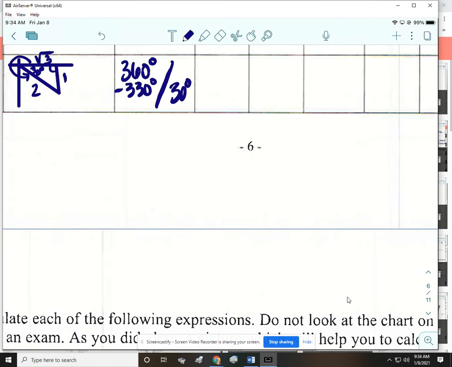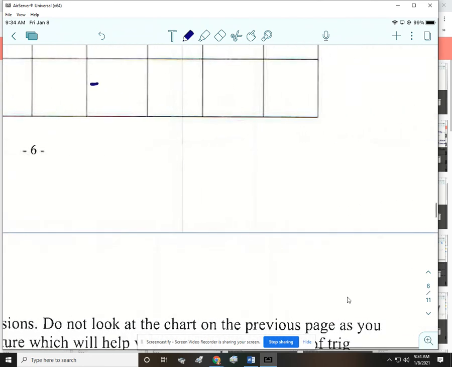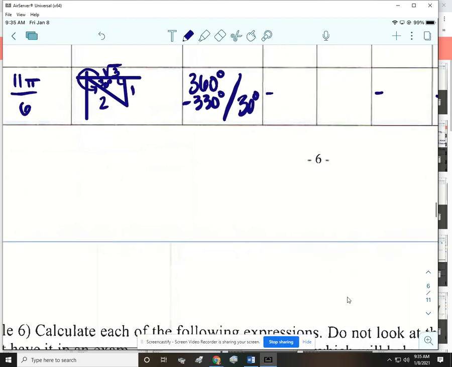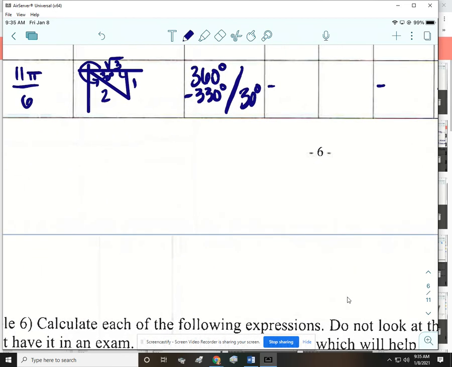All right, in quadrant 4, cosine is positive, so negative sine and negative tangent, and cosecant and cotangent are also negative. All right, and then we're just going to do SOHCAHTOA. So for the sine, we're going to do the opposite over the hypotenuse. Cosine, we're going to do adjacent over the hypotenuse. And then tangent, opposite over adjacent. Now we get 1 over the square root of 3, which reduces to the square root of 3 over 3.